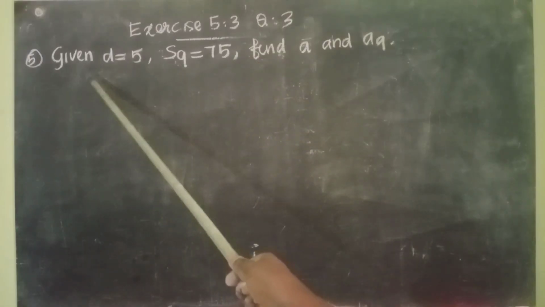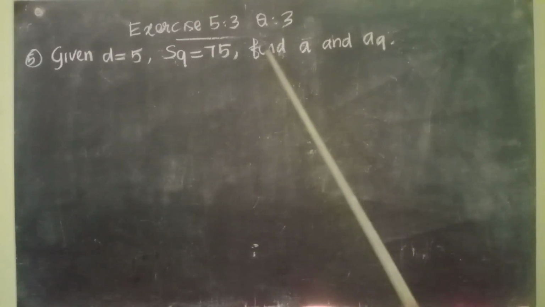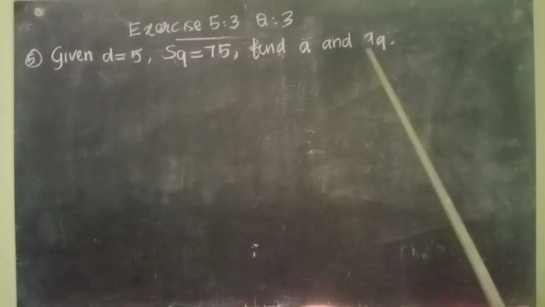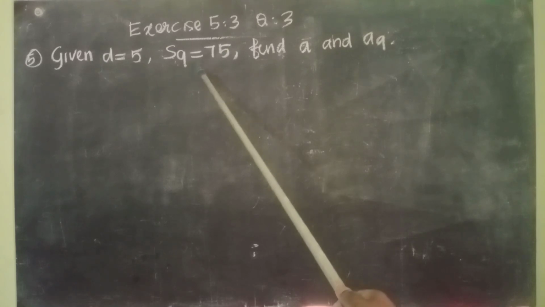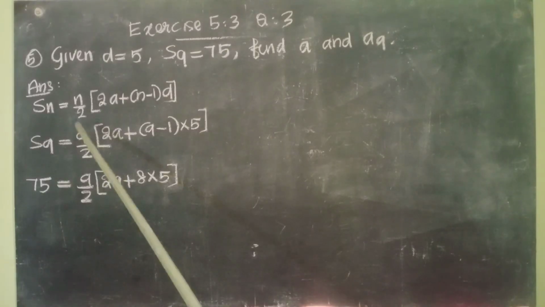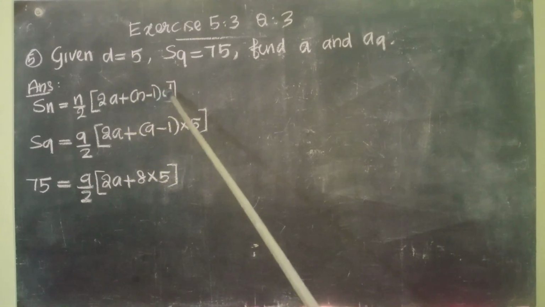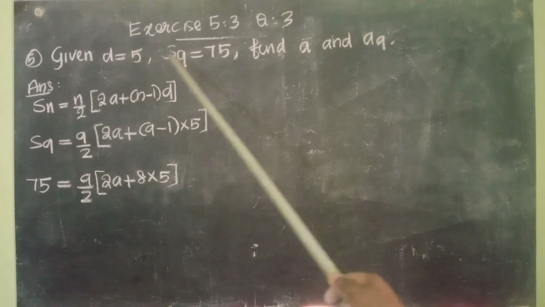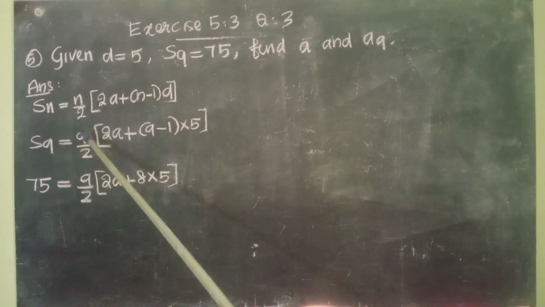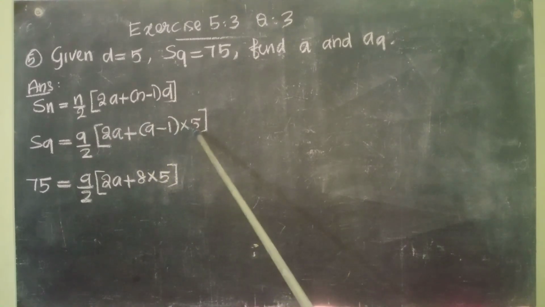Fifth question. Given d equal to 5, S9 equal to 75, find a and a9. Here it is given S9 equal to 75. So we can start with the S9. We have Sn equal to n by 2 into 2a plus n minus 1 into d. S9 means n equal to 9. So S9 equal to 9 by 2 into 2a plus 9 minus 1 into 5.